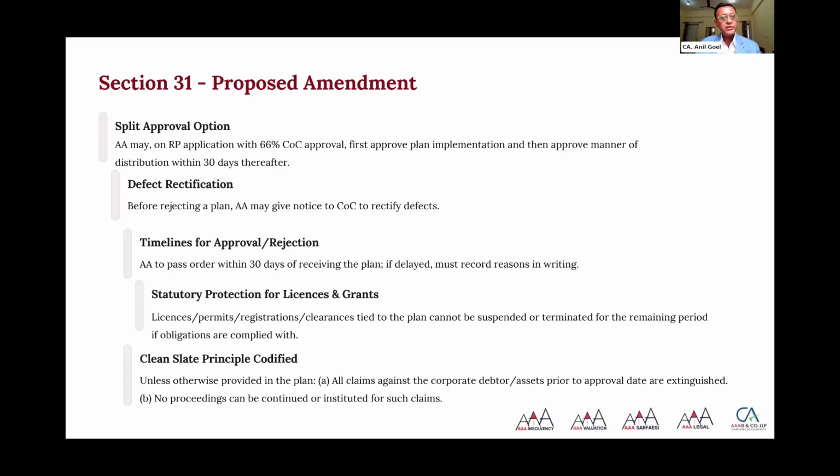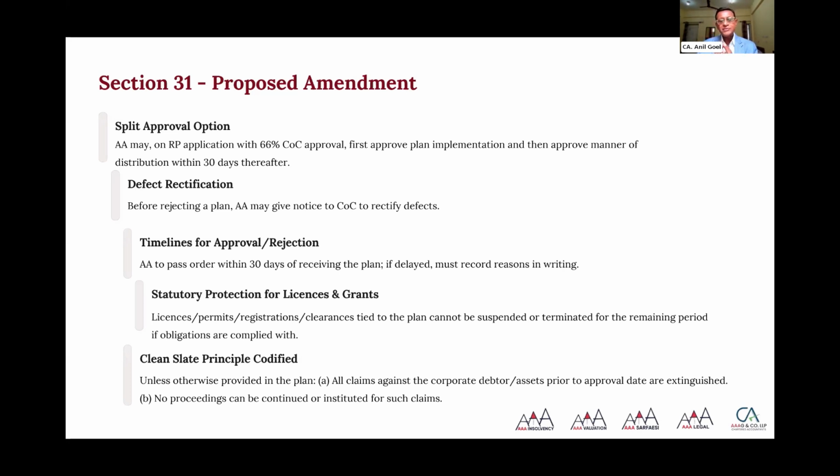And also, the adjudicating authority has been given one responsibility: in case you find any defect in the resolution plan, you must give a notice to the COC so that they can correct that defect before the resolution plan is rejected. Also, the timeline of 30 days is mentioned in the code now, that the resolution plan will be approved in 30 days. And in case the adjudicating authority is not able to do that, it will have to record the reasons for not being able to do so.